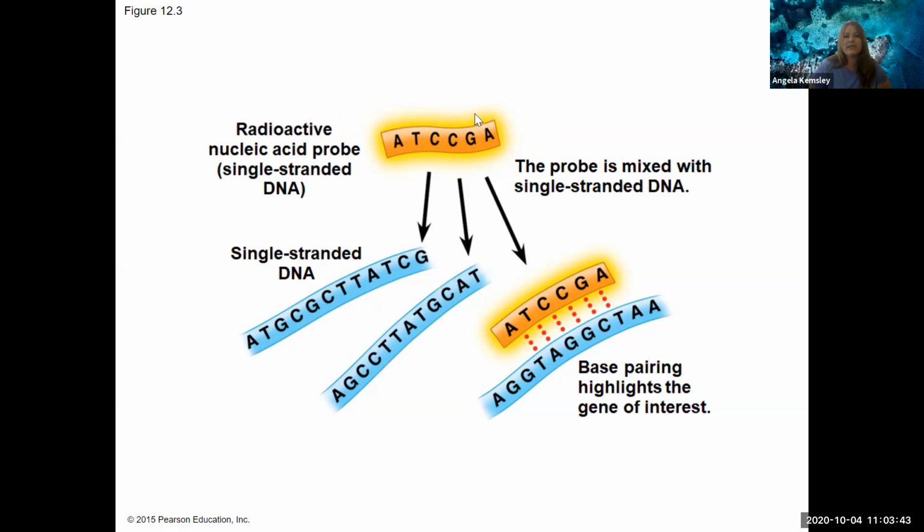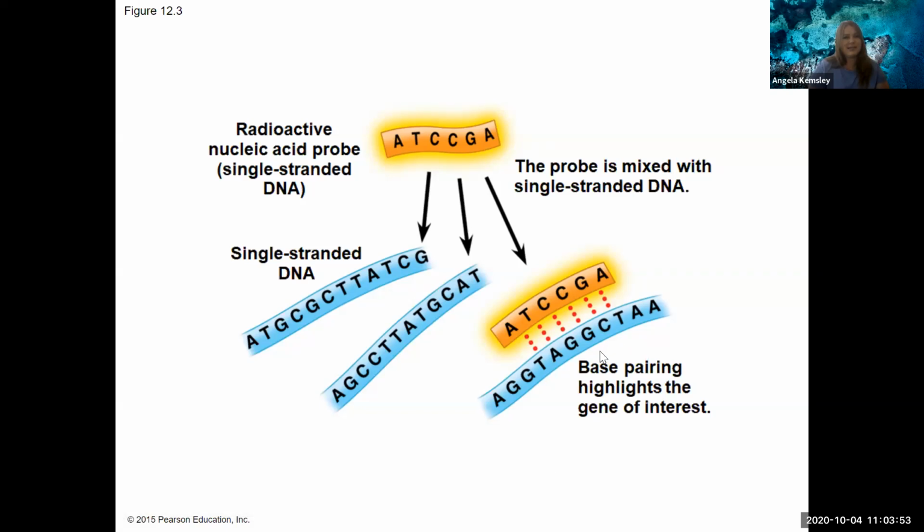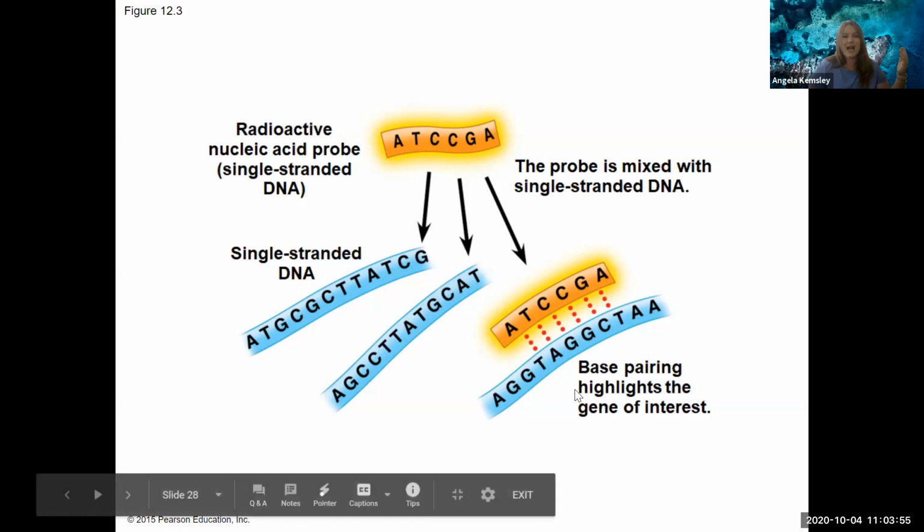So then we release it, and it goes and sorts through the different pieces of DNA until it finds the complementary pair to it, and then it's all lit up. It basically goes and it's like, I found it, it's right here, here's what you're looking for. So we use those nucleic acid probes to find pieces of DNA or find genes that we're interested in isolating or studying.